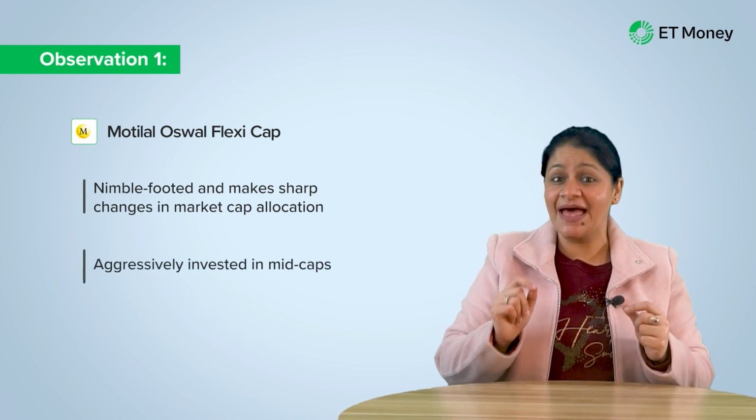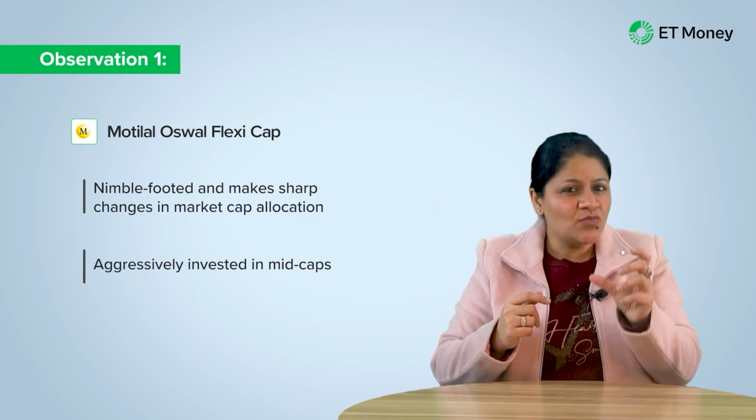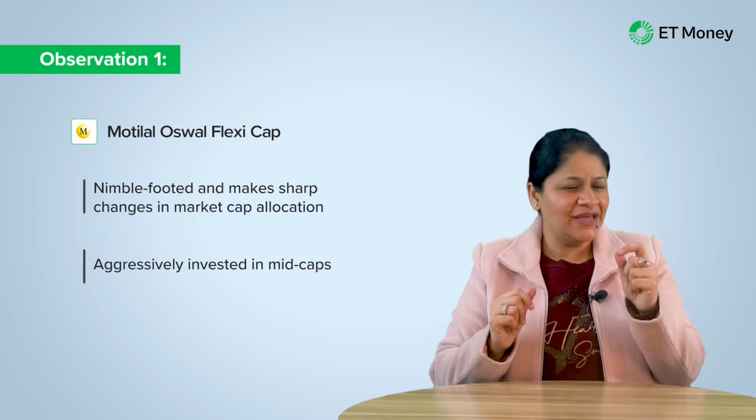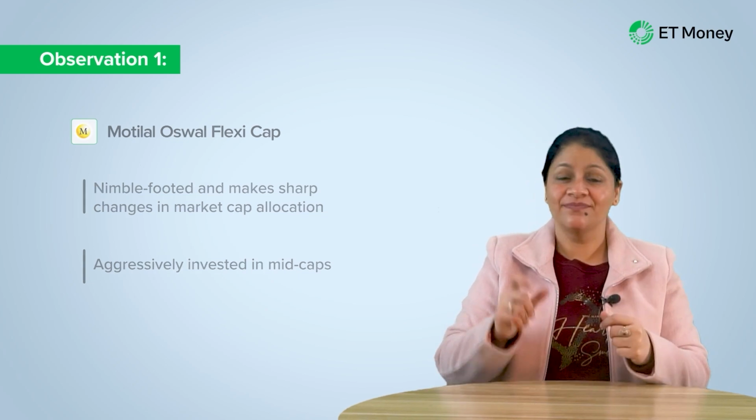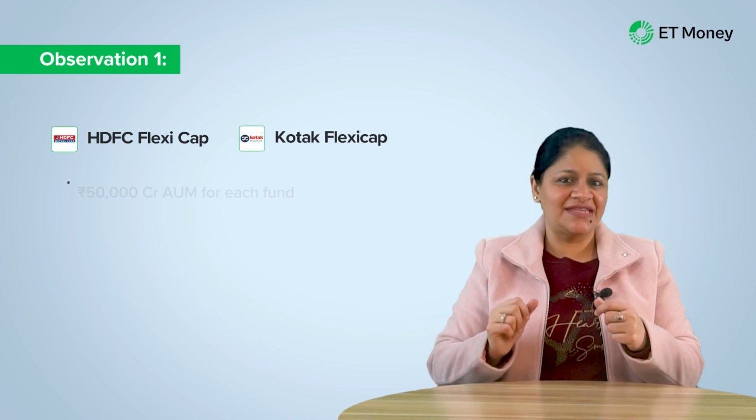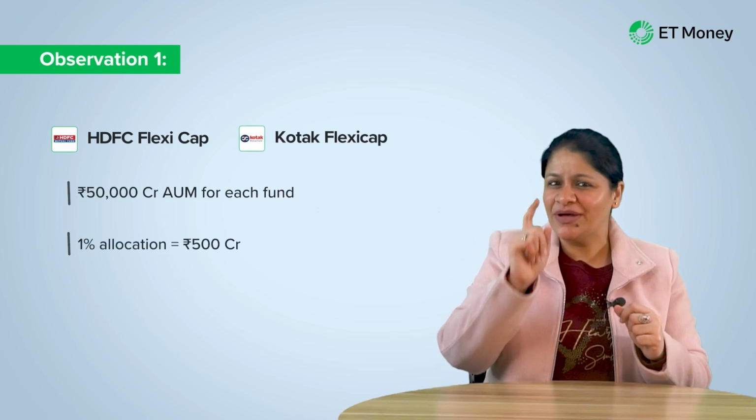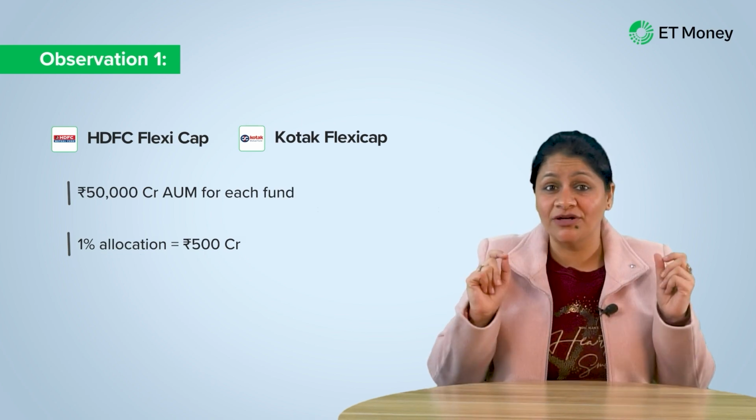Motilal Oswal Flexi Cap can make swift changes in its portfolio as the fund is smaller than the other 2 schemes. With assets worth 12,000 crore, it is comparatively easier for the scheme to enter and exit mid and small cap stocks. HDFC and Kotak Flexi Caps manage over 50,000 crore rupees. So even if they invest or sell 1% of their assets in a stock, it would be worth 500 crore.